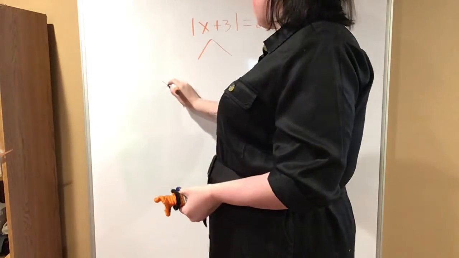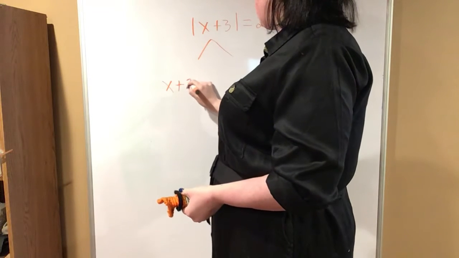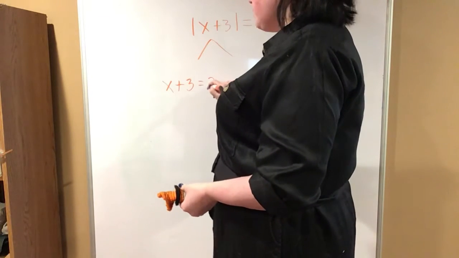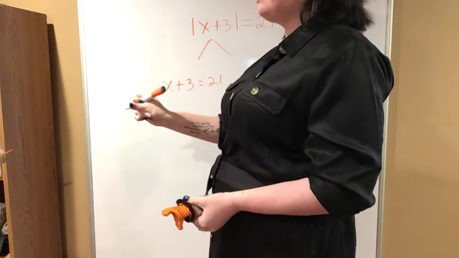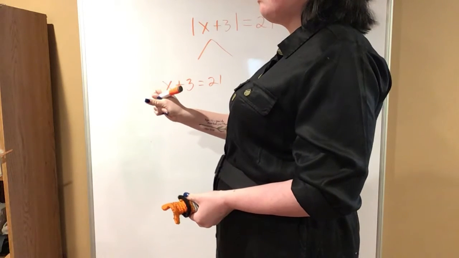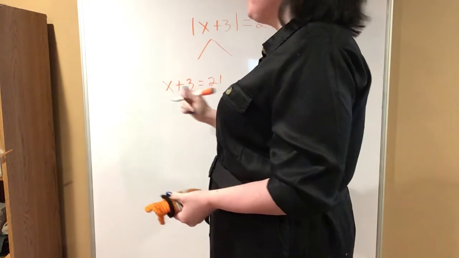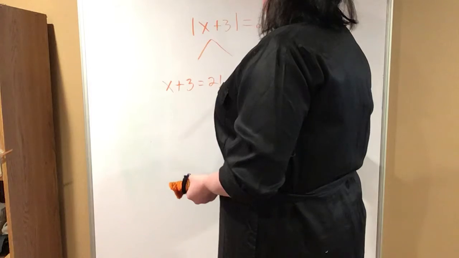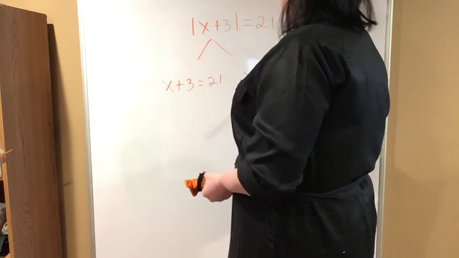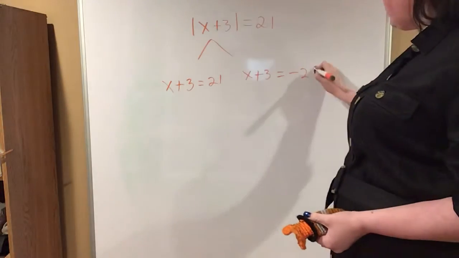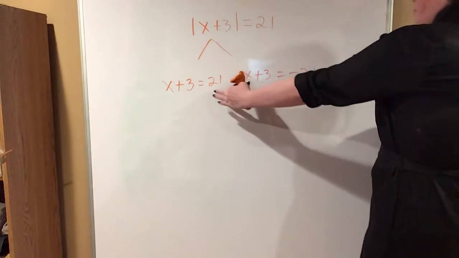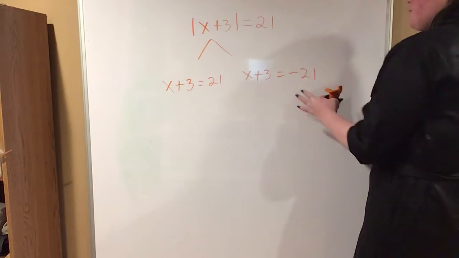I do x plus 3 equals a positive 21, and then x plus 3 equals a negative 21. You have to solve for the positive and the negative. Always.